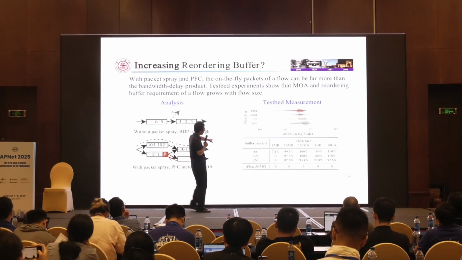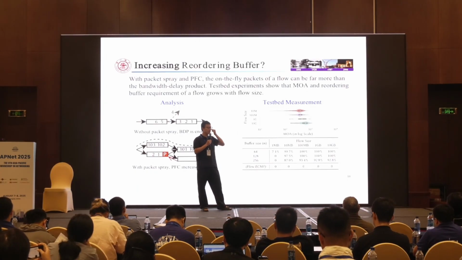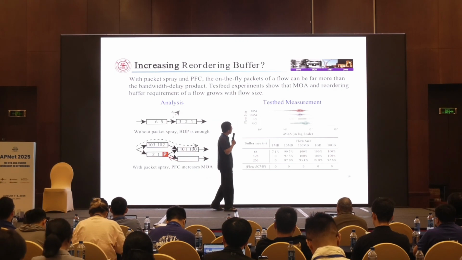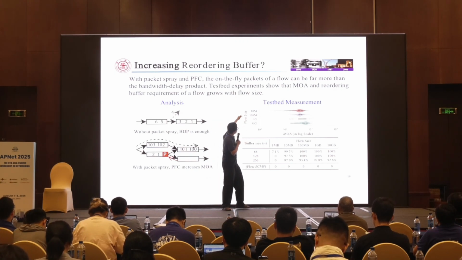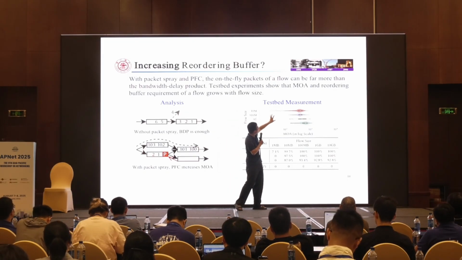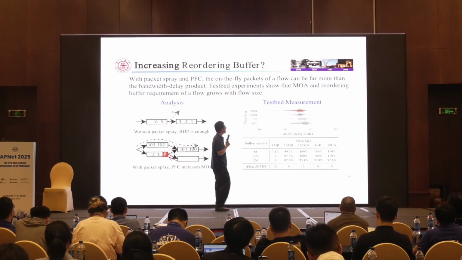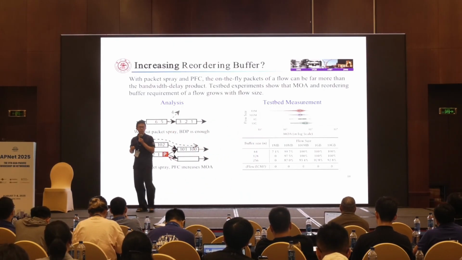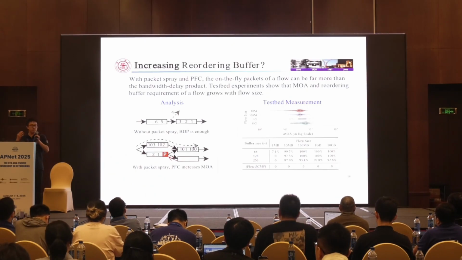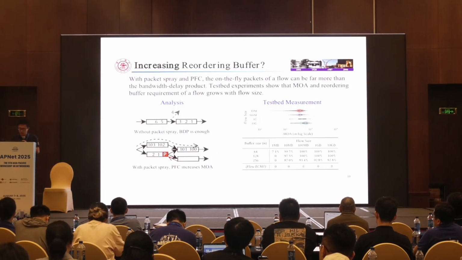So here we also did a testbed experiment. We just send multiple flows and count the maximum out-of-order level. As you can see, as we increase the flow size, the maximum out-of-order level also increases. Actually, it can be multiple times the bandwidth delay product. So this means that if you want to do packet spray, your policy must be O.